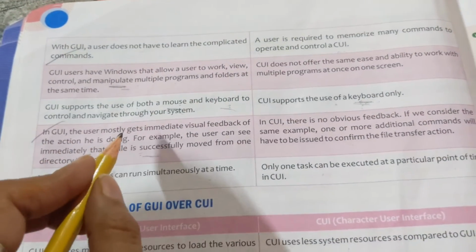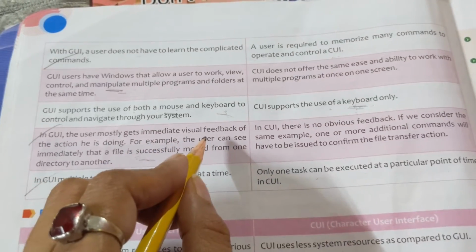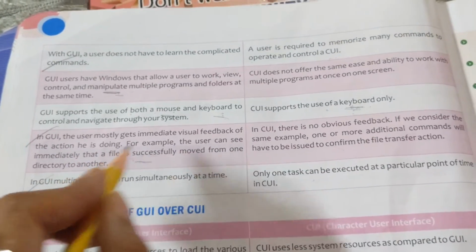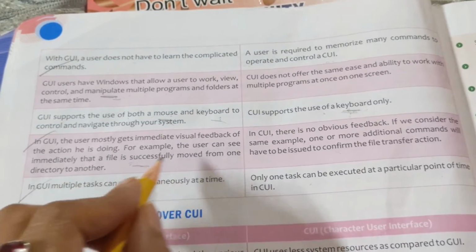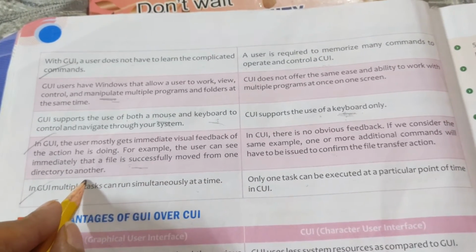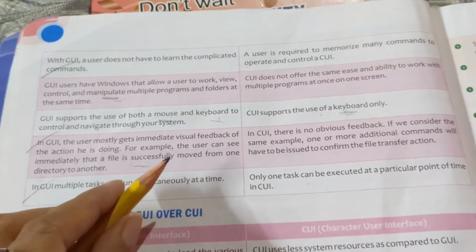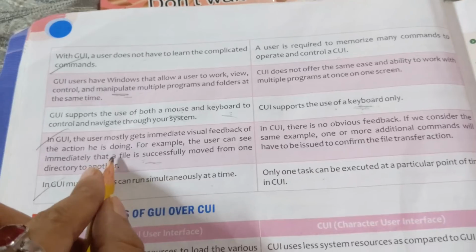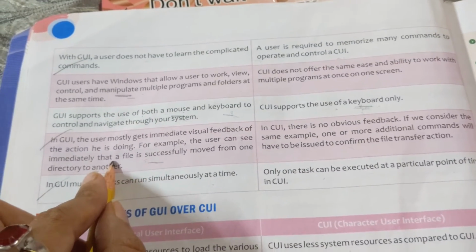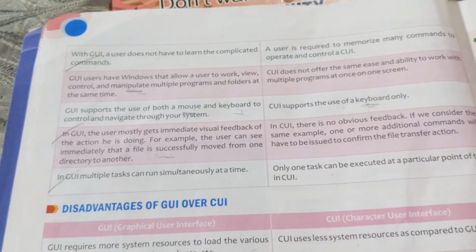In GUI, the user mostly gets immediate visual feedback of the action he's doing. For example, the user can see immediately that a file is successfully moved from one directory to another. If you are doing some task on the computer, it gives you a notification about the work to be done.